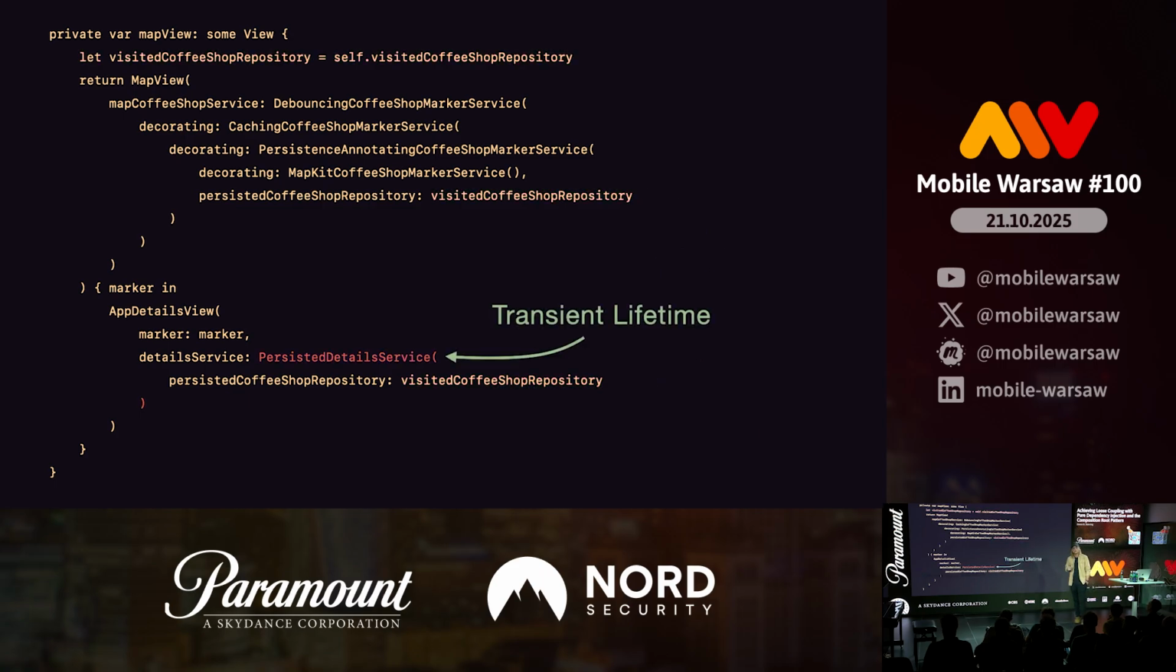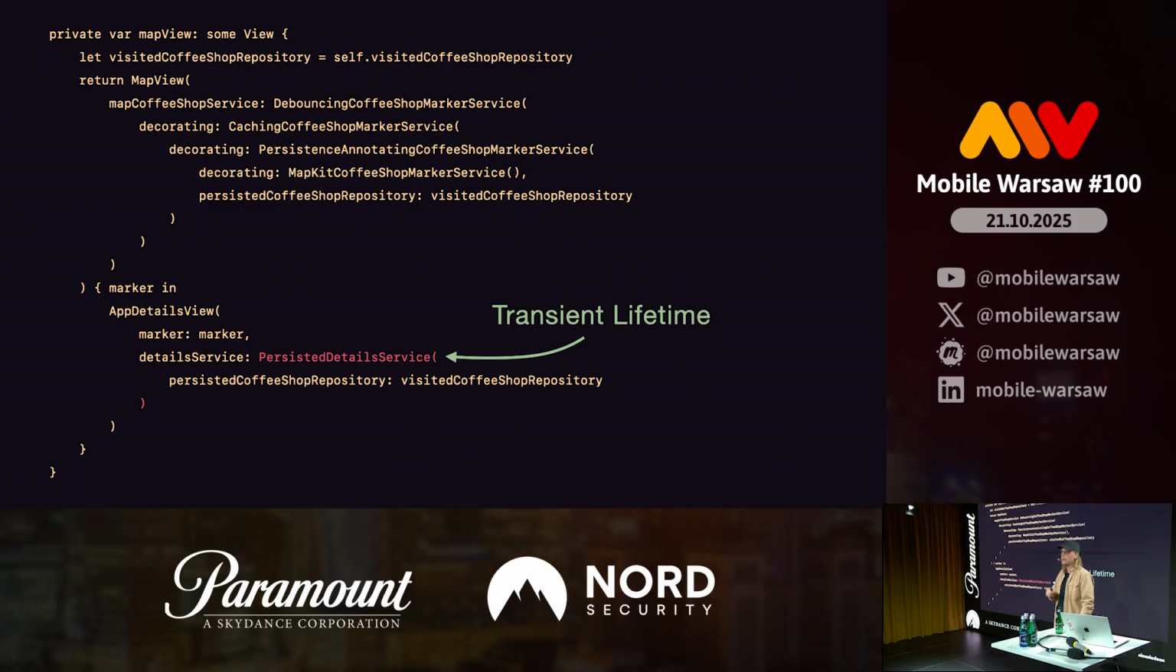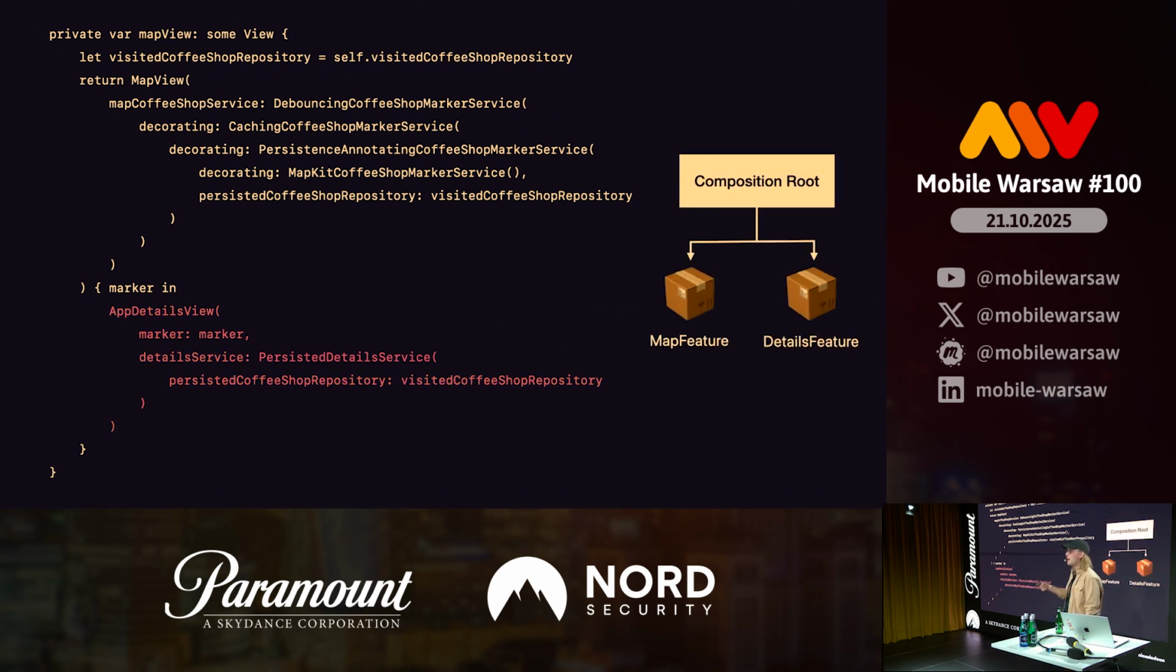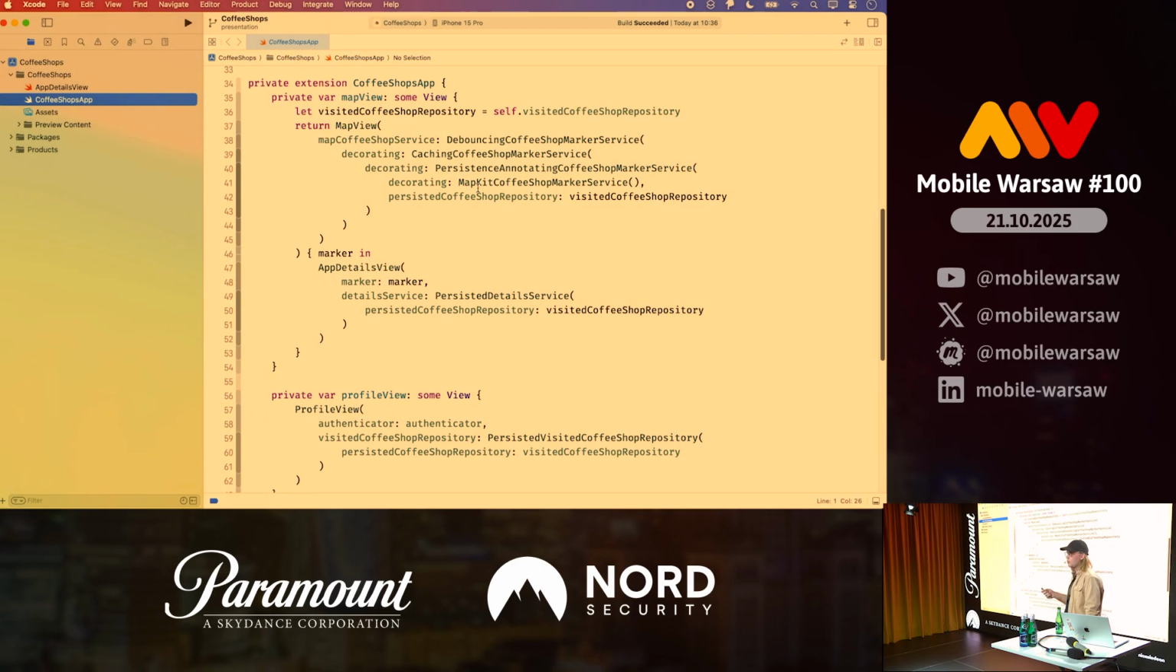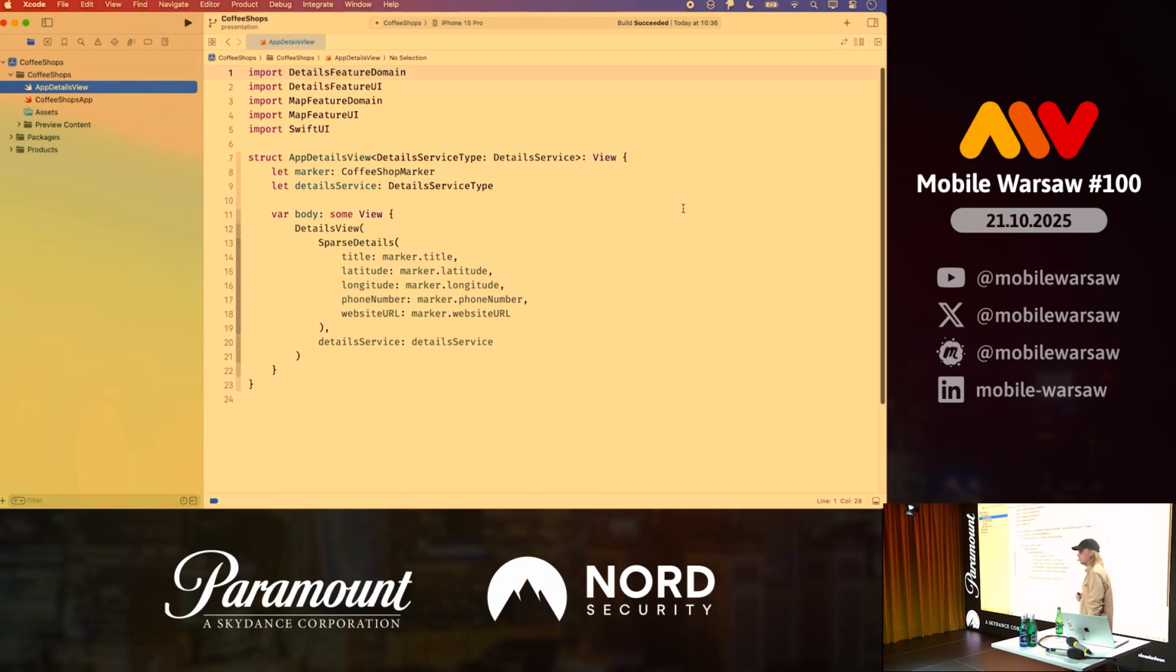We also see our third and last lifetime here, the transient lifetime, where the lifetime of a dependency is tied directly to the lifetime of the consumer. In this case, the service's lifetime is tied to the lifetime of the app details view. Once again, we see how we can tie loosely coupled feature packages together. So the map doesn't know about the details of a coffee shop, but we inject those details into the map here. So let's just have a quick look at how this app details view looks.